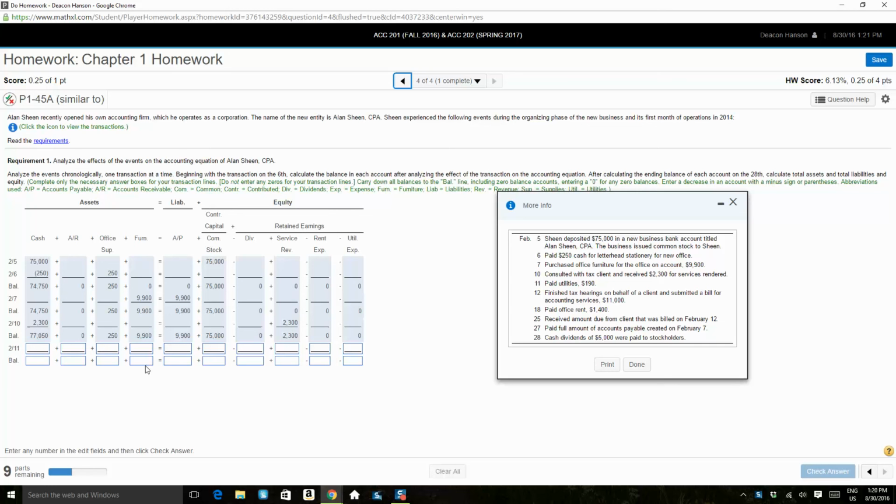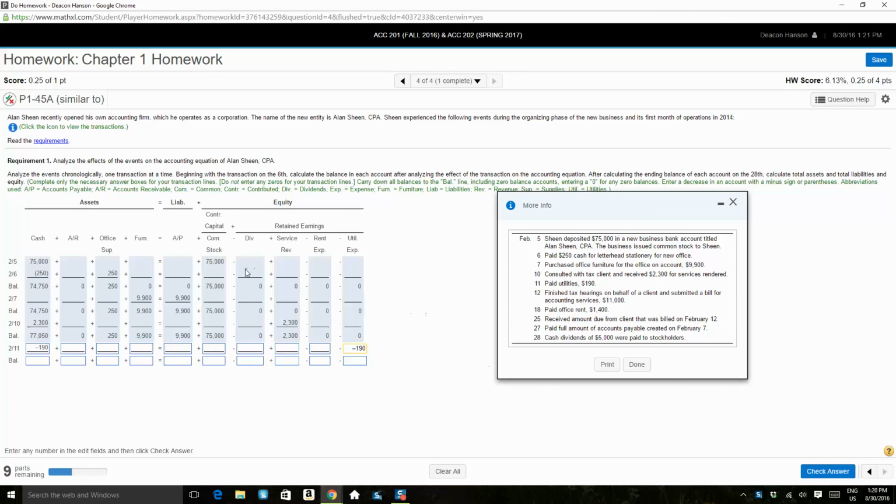Now we paid utilities. Whenever you see the word paid, that's going to have a negative effect on cash. So we're going to subtract 190 from cash. And then utilities is an expense. So an expense has a decreasing effect to equity. So on the right side of the equation over here, I'm going to show a minus 190. Expenses decrease equity. Okay.